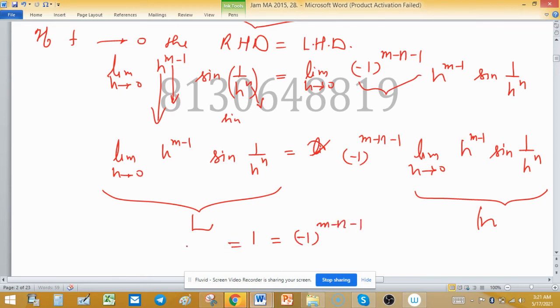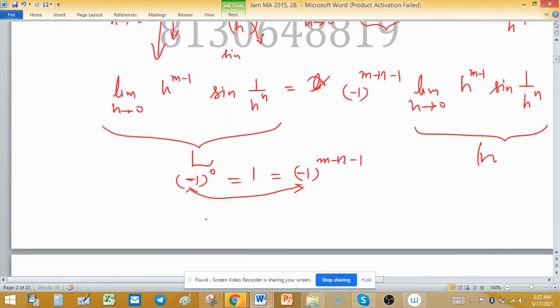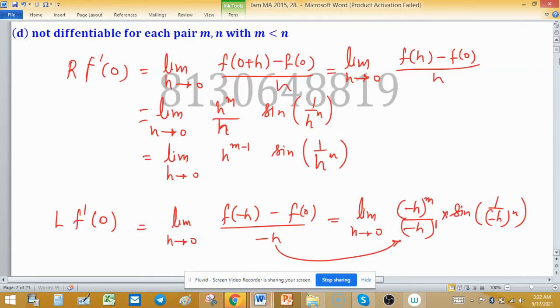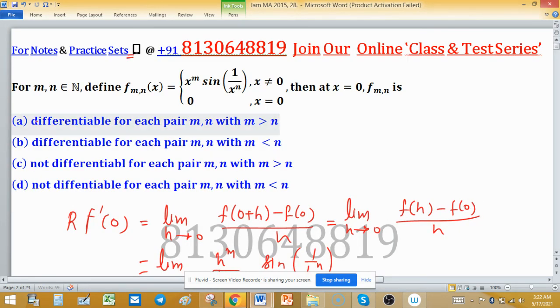And this one can be written as minus 1 raised to the power 0. Now the base is the same, so we can compare powers or exponents. So 0 equal to m minus n minus 1, and this implies that m minus n equal to 1, and this implies that m is greater than n, because we are obtaining a positive value when we differentiate m and n in this respective way. So the condition we obtained over m and n: the function will be differentiable when m is greater than n. So option A will be correct and the other options will be discarded here.